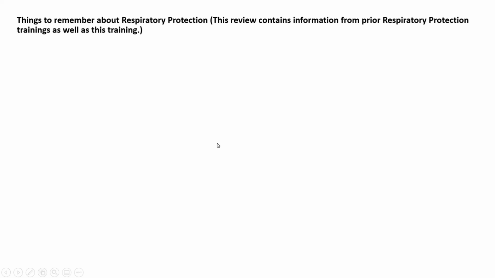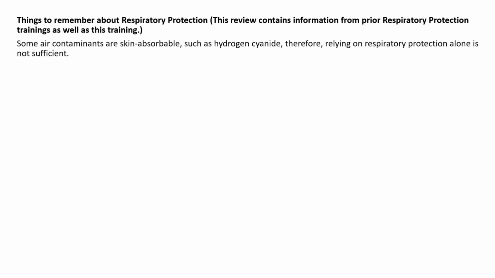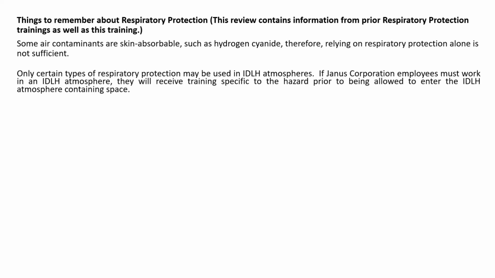Things to remember about respiratory protection. This review contains information from prior respiratory protection trainings as well as this training. Some air contaminants are skin absorbable, such as hydrogen cyanide. Therefore, relying on respiratory protection is not sufficient. You need disposable coveralls, rubber gloves, and such as well. Only certain types of respiratory protection may be used in immediately dangerous to life and health, IDLH atmospheres. If Janus Corporation employees must work in an IDLH atmosphere, they will receive training specific to the hazard prior to being allowed to enter the IDLH atmosphere.